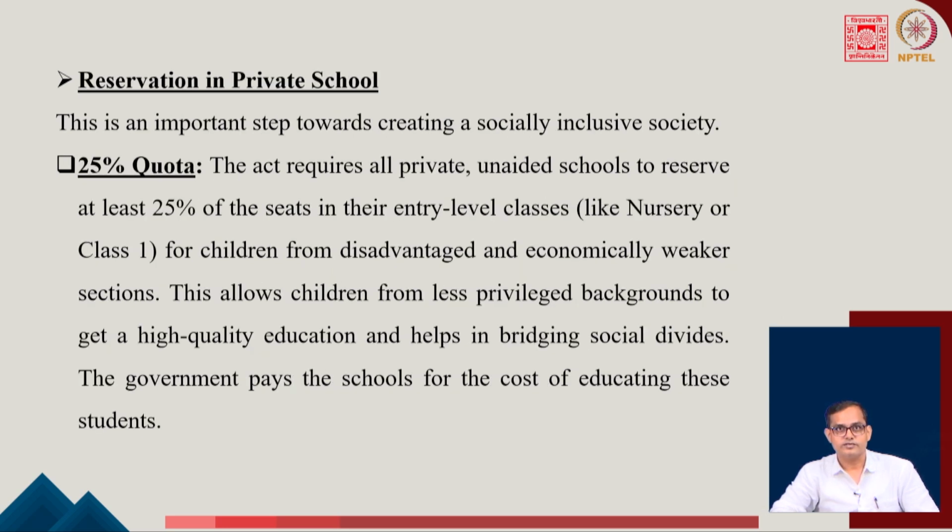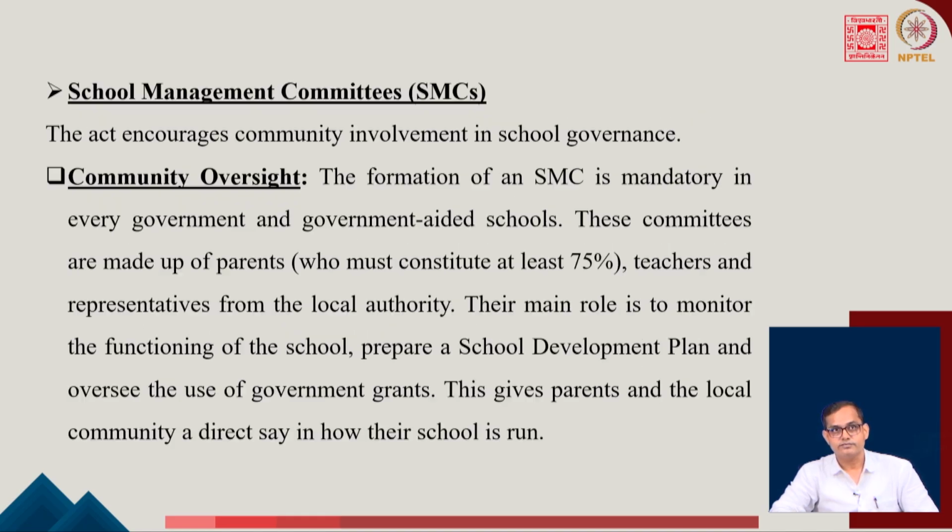Reservation in private schools. This is an important step towards creating a socially inclusive society. 25% quota. The Act requires all private unaided schools to reserve at least 25% of the seats in their entry level classes like nursery or class 1 for children from disadvantaged and economically weaker sections. This allows children from less privileged backgrounds to get a high quality education and helps in bridging social divides. The government pays the schools for the cost of educating these students.